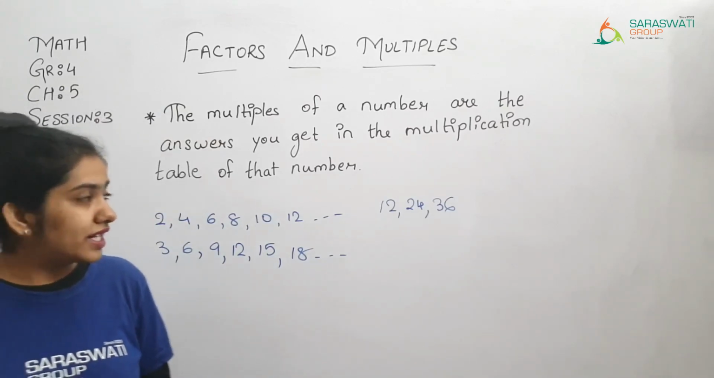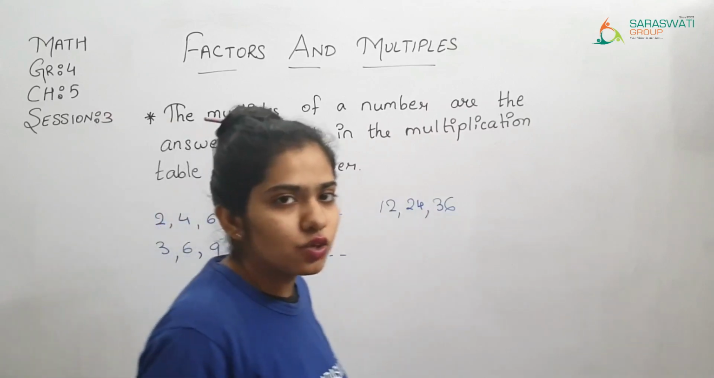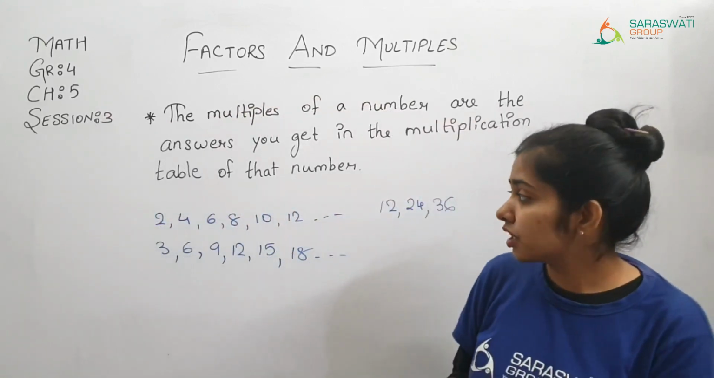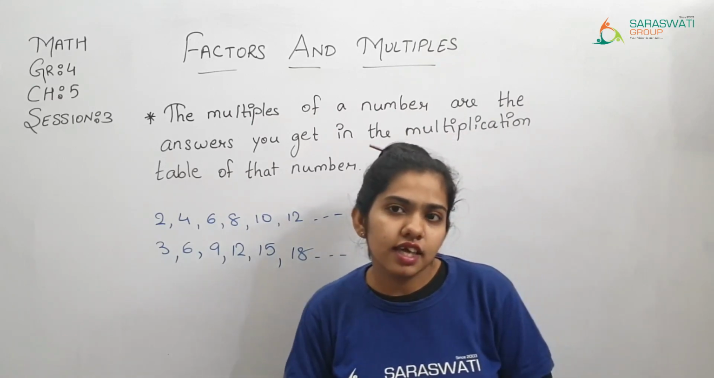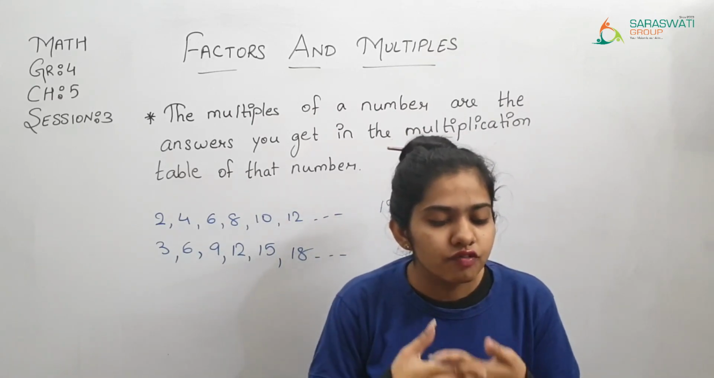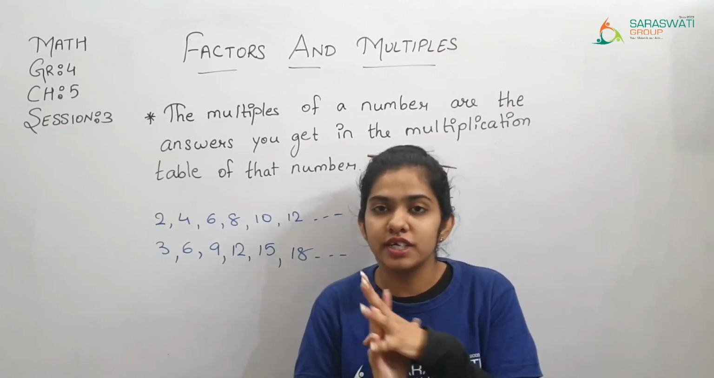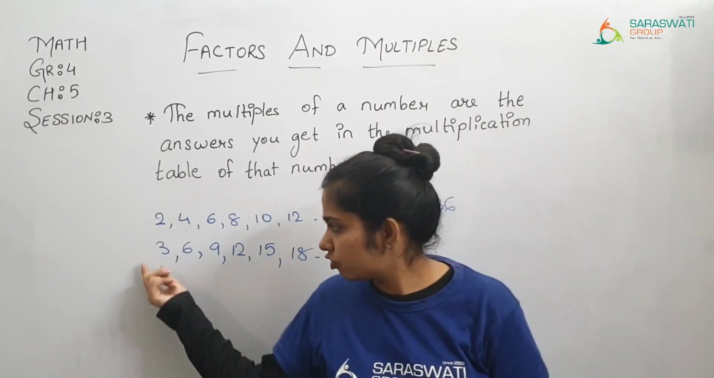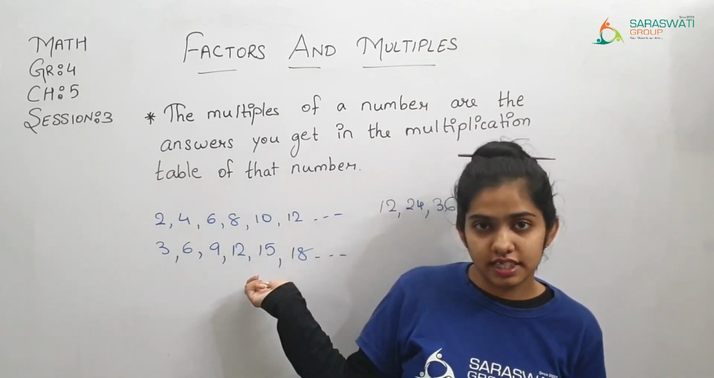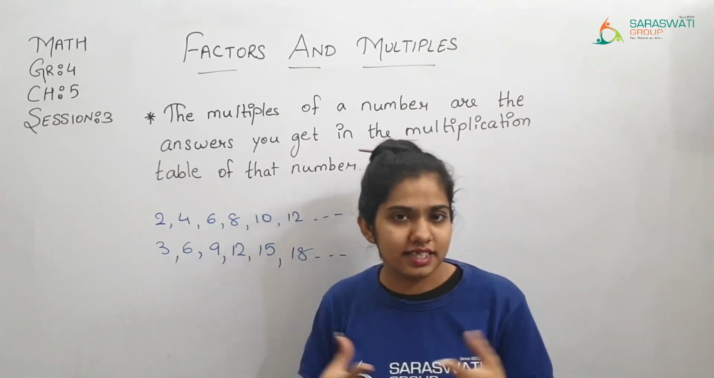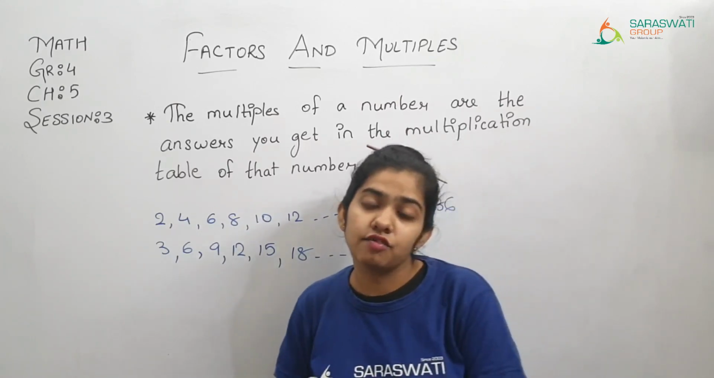So multiples are really very easy to learn and you can also enjoy doing this. You will have a lot of fun doing multiples, right? If I say list the first 4 multiples of 4, the first is 4, then 8, then 12, then 16, so that is 4 multiples. That's it. Now find the multiples of 6 that are less than 40.